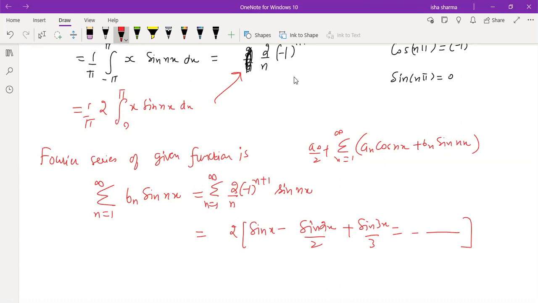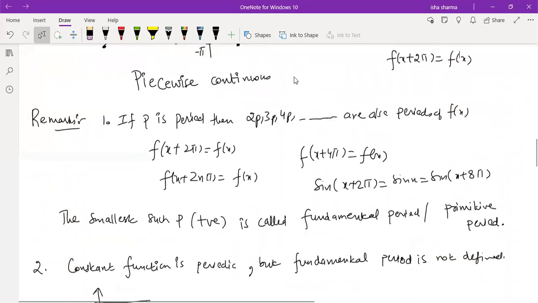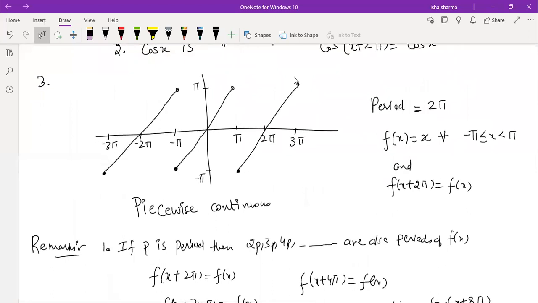You see sin x, sin 2x, sin 3x are all continuous functions, but adding them infinitely many times, the resultant is f(x). I have just shown you the graph of f(x); it was a piecewise continuous function having jump discontinuities. So that was just one example we did. We'll be doing more examples for finding Fourier series and even more general results for the same.